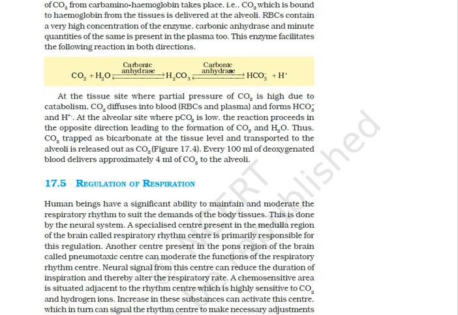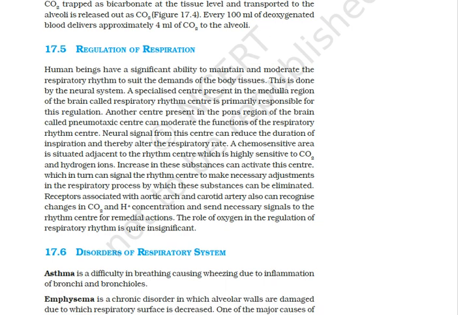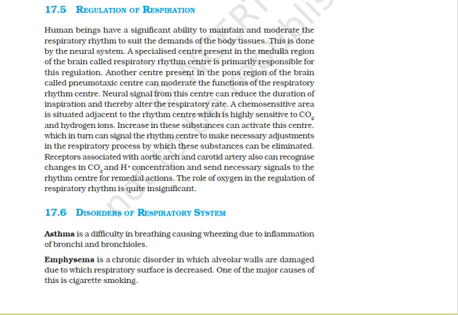Now we move on to the disorders of the respiratory system. Here you can see on the screen the disorders of the respiratory system. First is asthma. It is caused due to inflammation of bronchi and bronchioles. It is characterized by the spasm of the smooth muscles of the walls of bronchi and bronchioles. There is difficulty in breathing, causing a whistling sound during breathing.